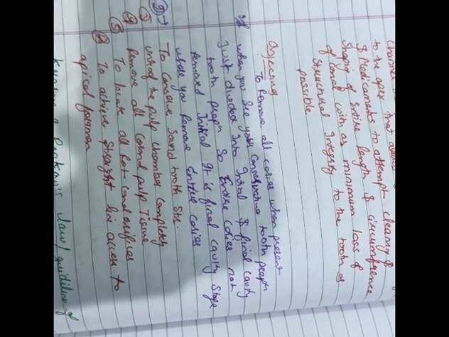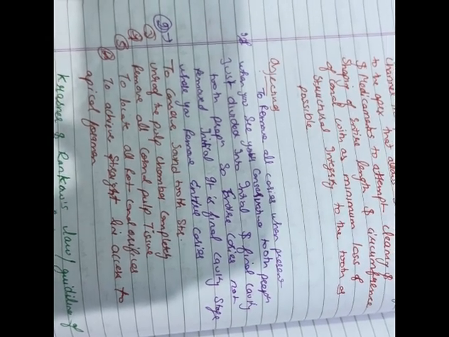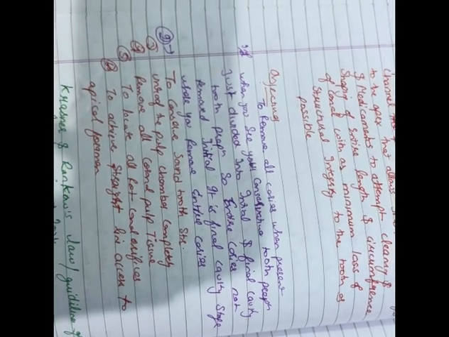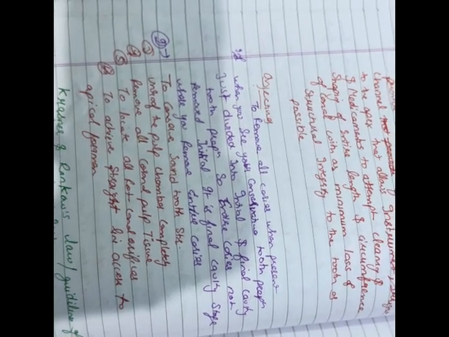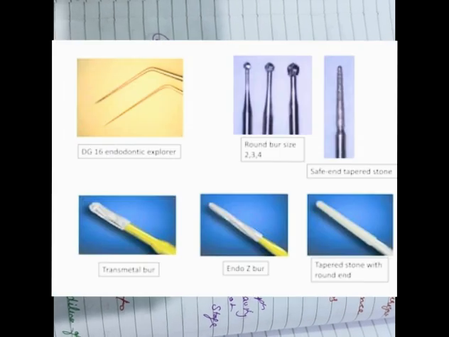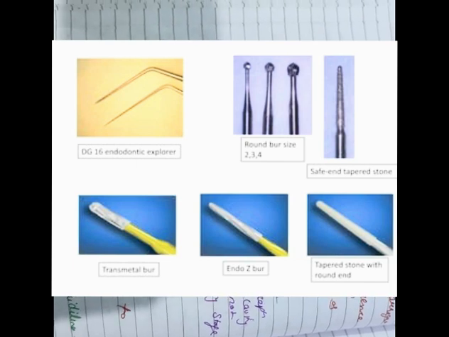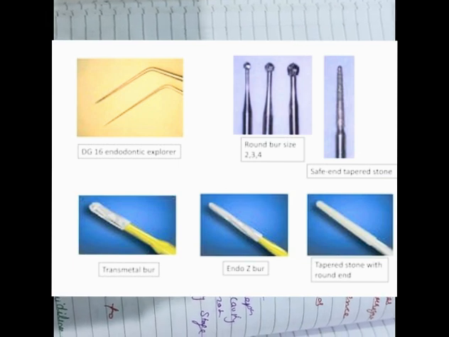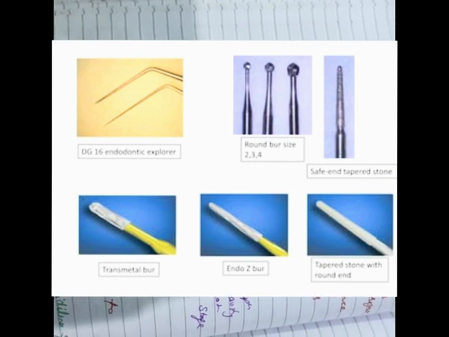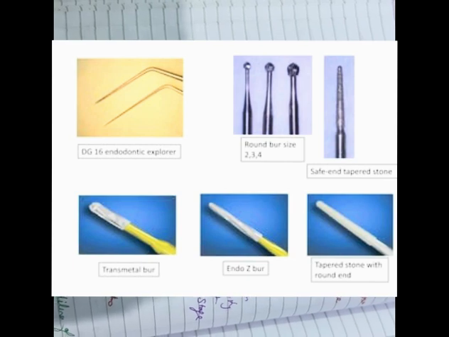Armamentarium for access cavity preparation: mouth mirror, aerator, slow speed rotary handpiece, burs which include round carbide bur number 2, 4, and 6 for caries removal and defining the external outline shape. Diamond burs with round cutting ends. Fissure carbide bur, diamond bur, round diamond bur for entry into the tooth. Extended long shank burs such as Mueller's bur, Allen bur, endodontic spoon excavator, endodontic explorer, example DG16.